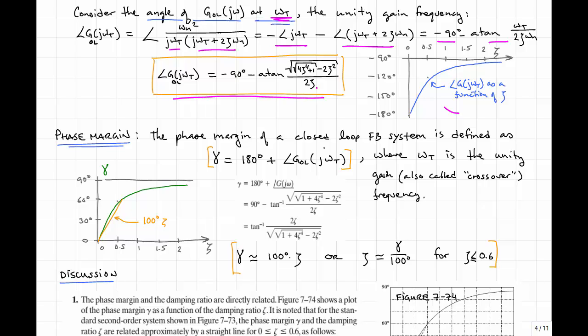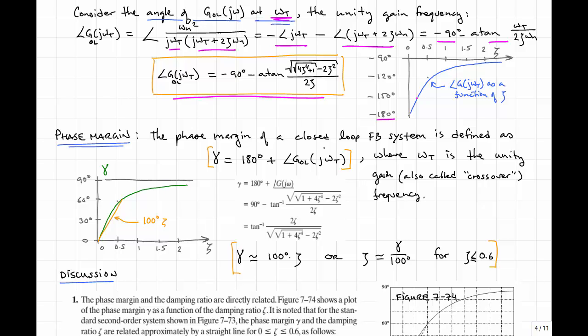Plotted over here on the right, we see that it begins at -180 for a zeta of 0, and by the time we get to a zeta of 2, we're on our way to -90 degrees. Now, what we're going to look at, instead of specifically the angle of the open loop transfer function, is a parameter known as phase margin.